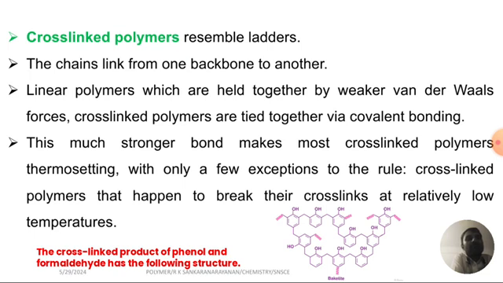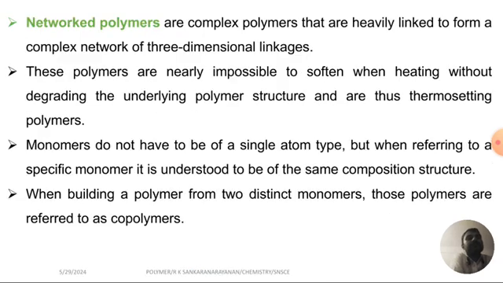An example of cross-linked polymers is phenol and formaldehyde. From the structure you can see that the phenol OH groups are joined together through the aldehyde groups, so it's like steps forming the cross-linked polymer. Another one is network polymers, or complex polymers, that are heavily linked to form a complex network of three-dimensional linkages.